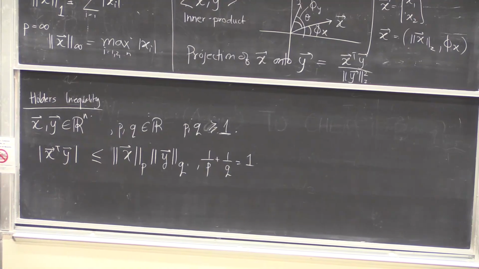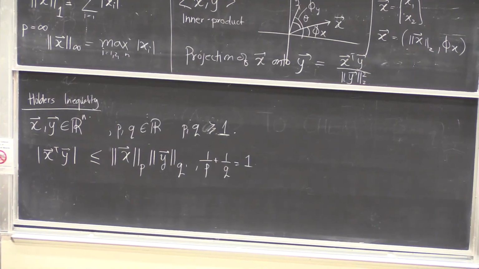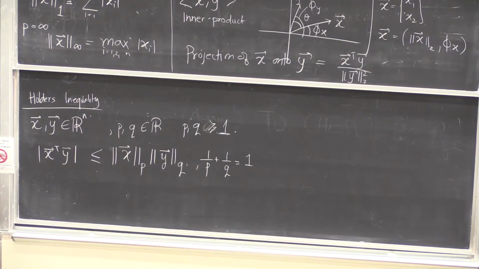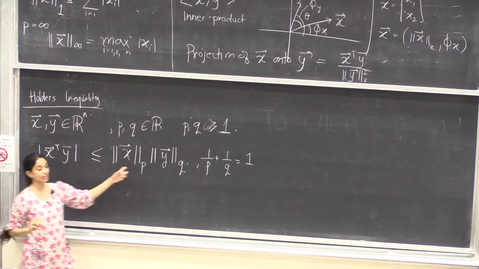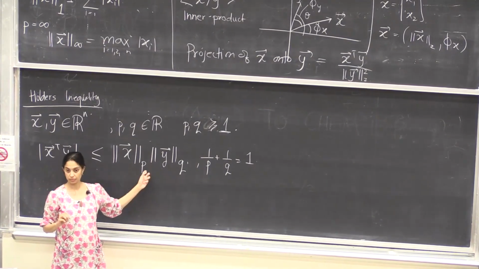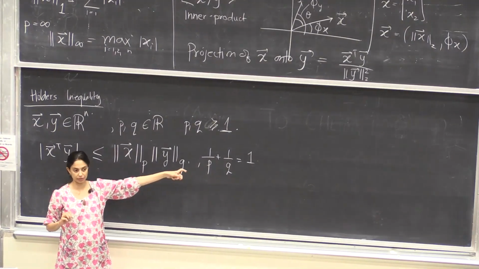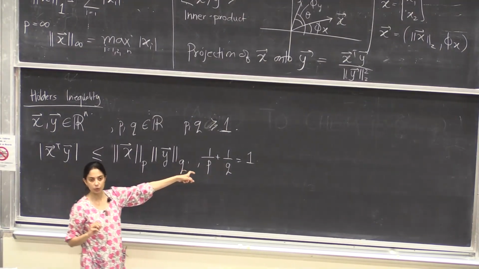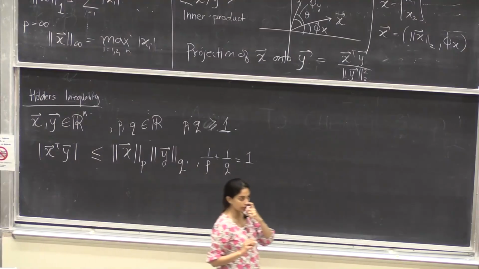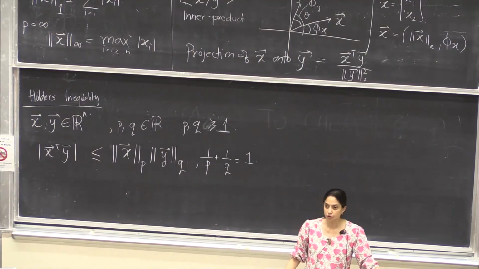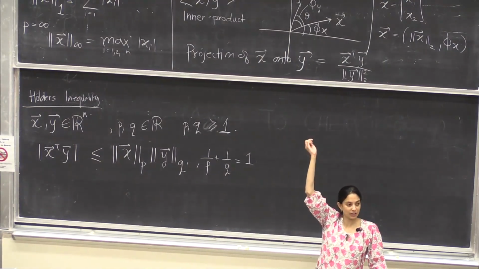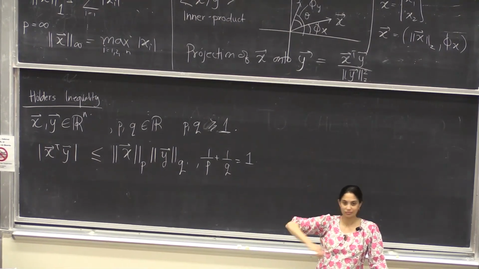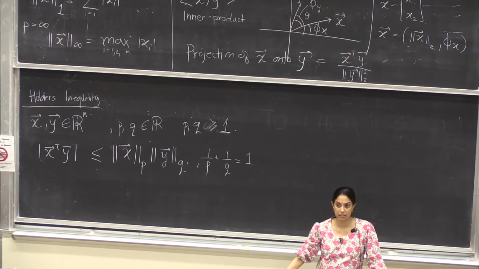Okay? So I choose a special q corresponding to a p, and now I can upper bound this in terms of any norms that I want, as long as, of course, they satisfy this property. If I chose p equal to 2, what is the value of q that I would get? 2. So what do I recover as a special case? Cauchy-Schwarz, right? So everything connects up, everything is consistent.